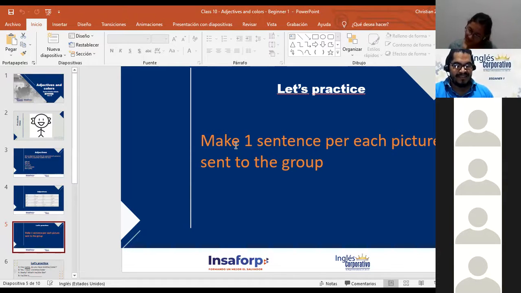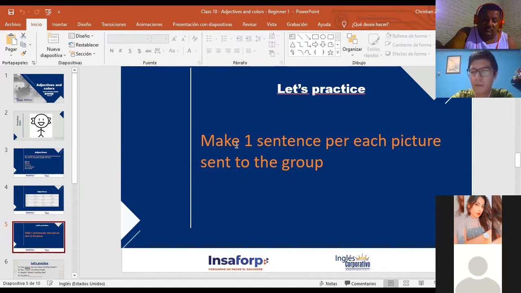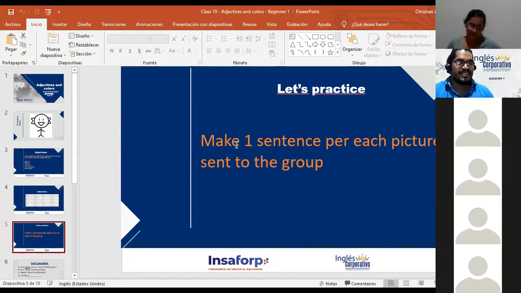So what about this one? Can you make a sentence with the last picture I sent to you? He is old. Yes? Old. Okay, can you make the sentence? The grandmother reads. Okay, the grandmother? No, it's not the reading. The grandma is lovely, beautiful, and careful.